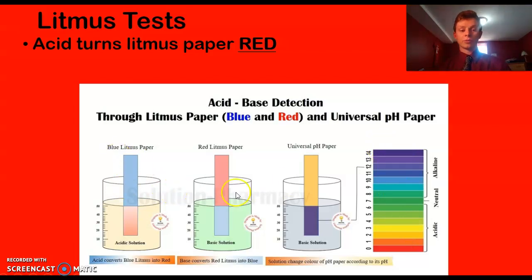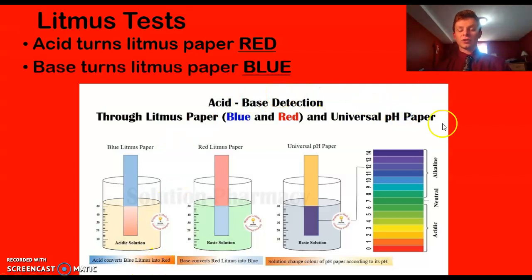Whether you're using red or blue litmus paper, it doesn't matter. If it's red litmus paper, it will stay red in an acidic solution. And if you're using blue litmus paper, as you can see here, the litmus paper will turn red in an acidic solution. So acid converts blue litmus into red. It's important to know that.